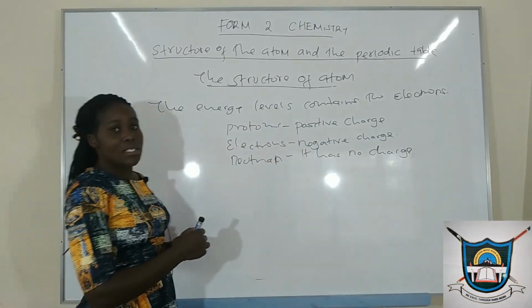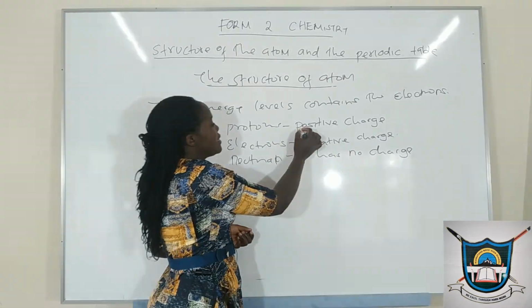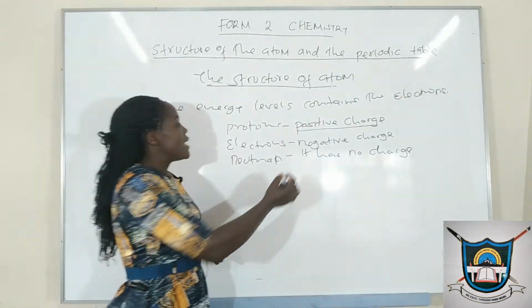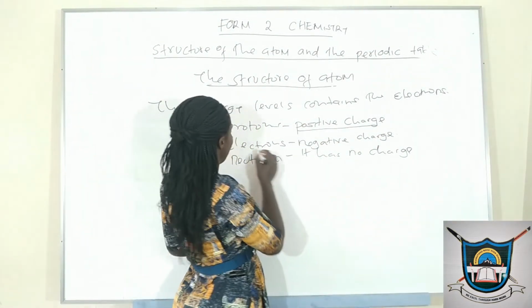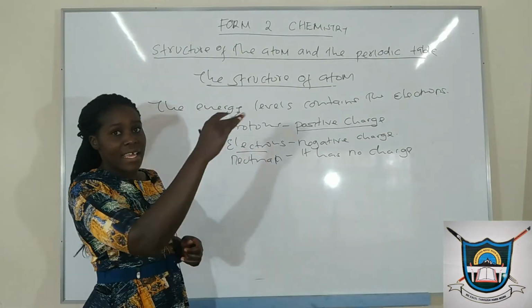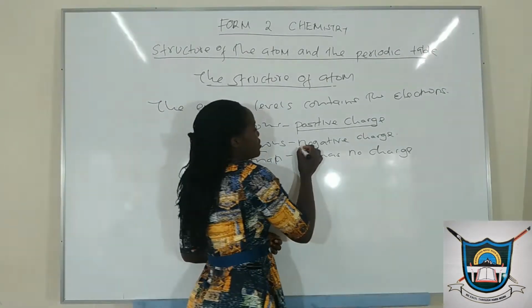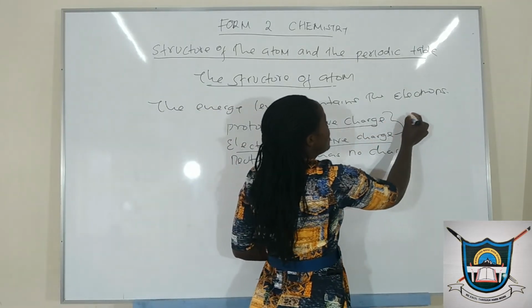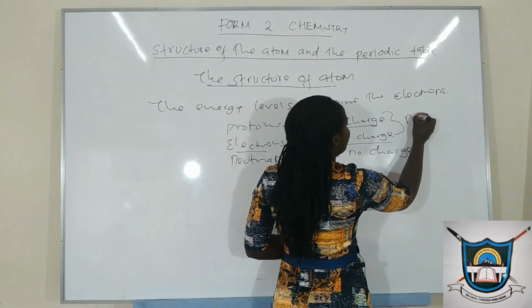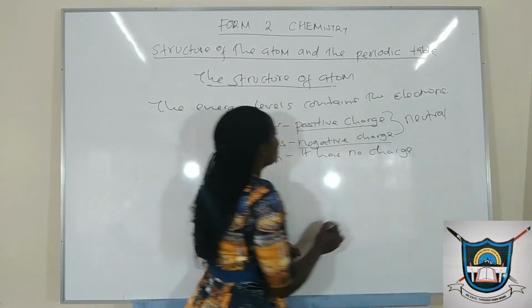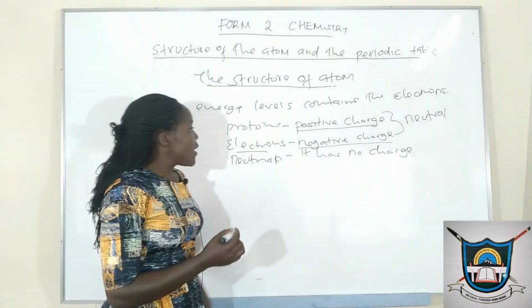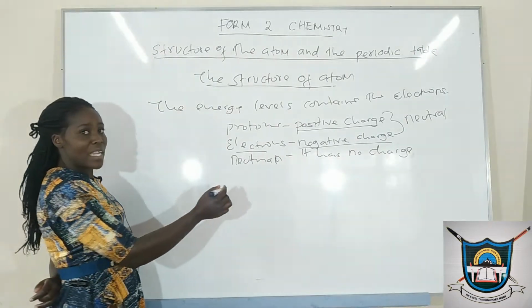Since the protons are located at the nucleus and have a positive charge, and an electron is located at the energy levels and contains the negative charge, this makes an atom neutral. It contains both positive and negative charges. Now I want to draw the structure of an atom.